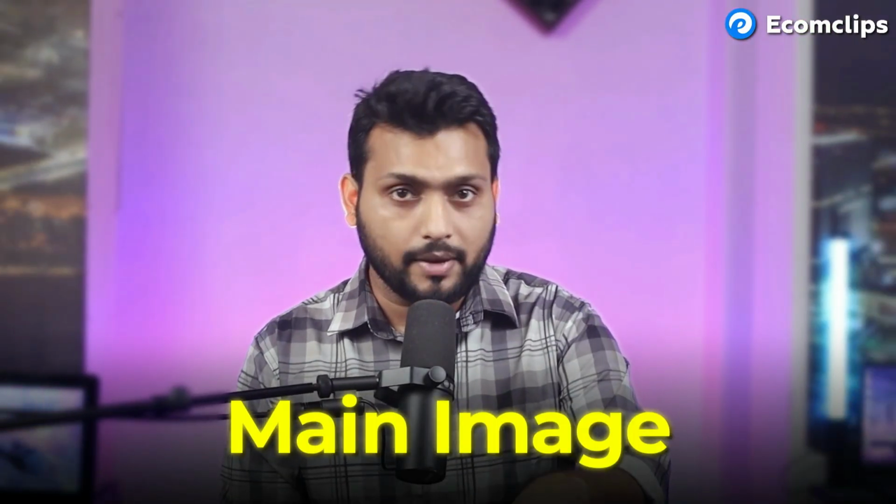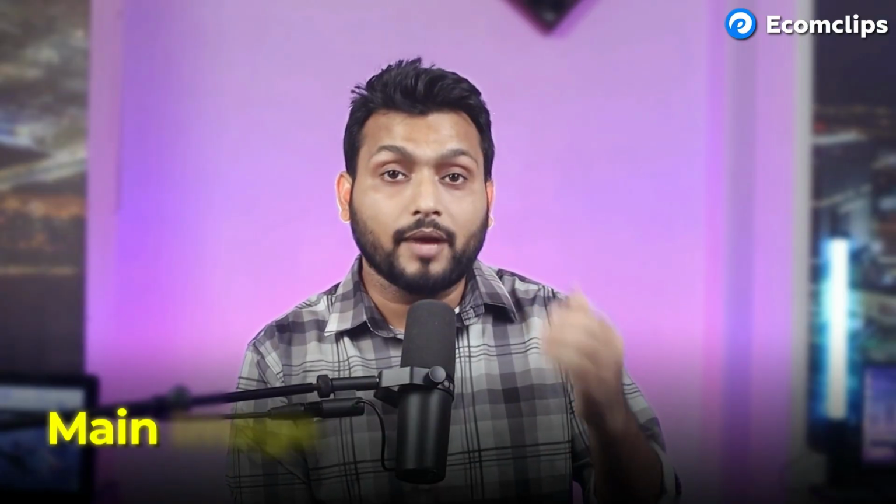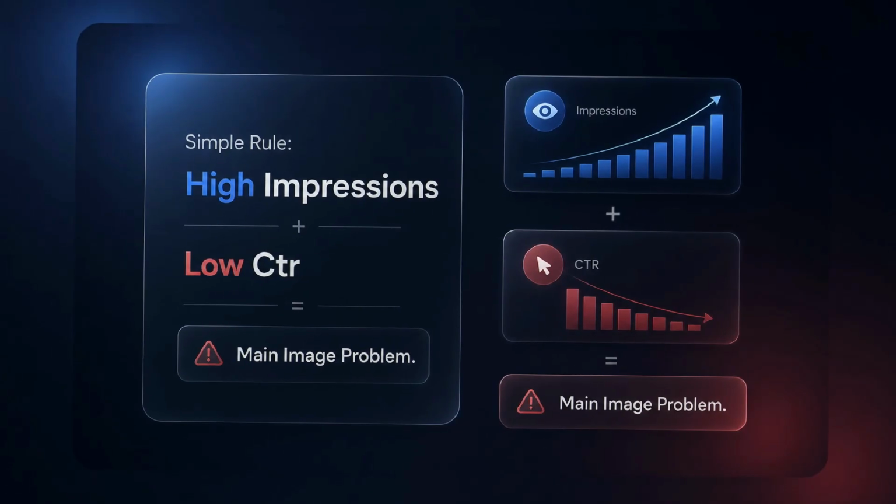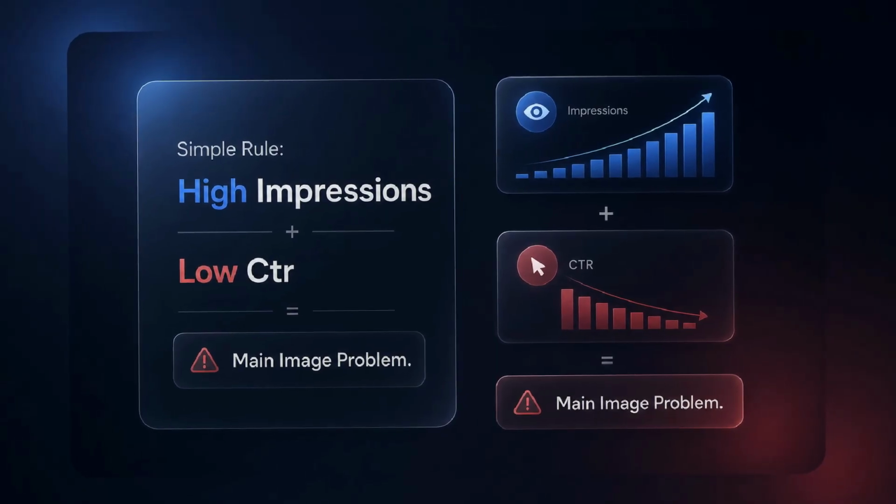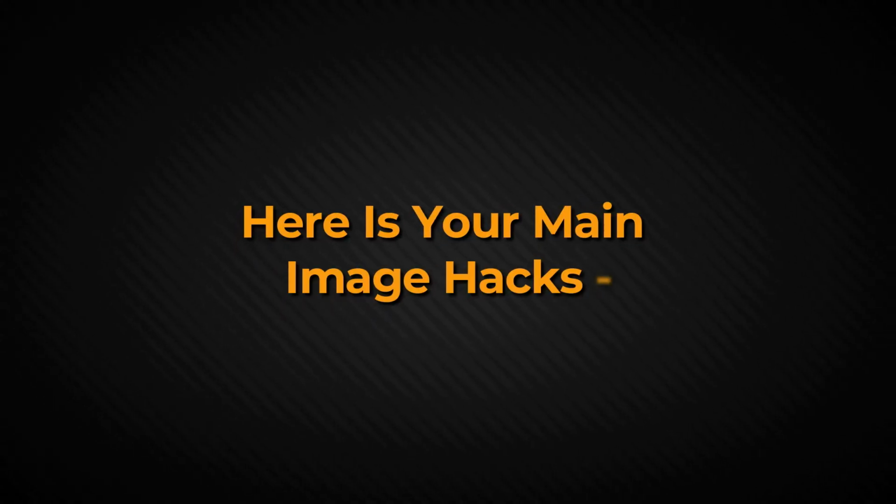And on Amazon, the first thing they see is your main image. So if they are not clicking, your main image is not doing its job. So here is the rule. High impression plus low CTR equals main image problem. So you need to fix your main image first. And how do you do that? Alright, so here is your main image hack.